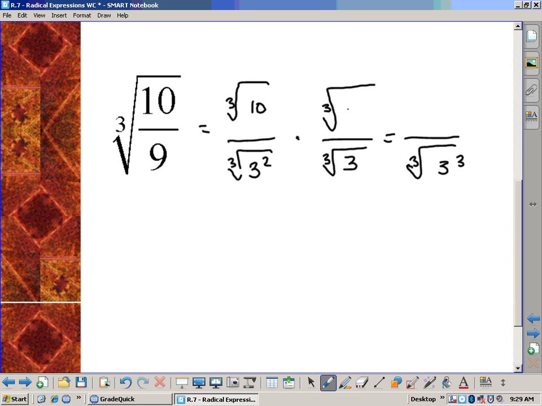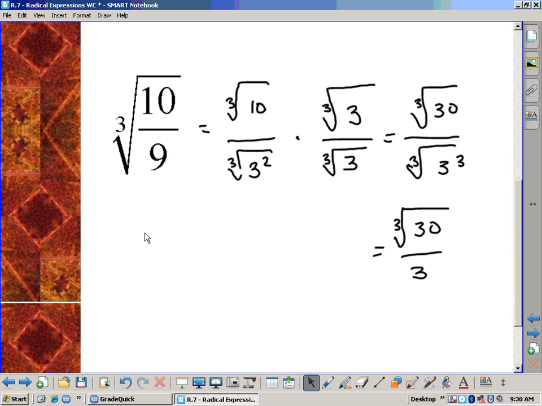What am I missing? What's going to work? So the bottom becomes cube root of 3 cubed. The top, 3 times 10, is the cube root of 30. So then my final answer, the top doesn't simplify any further, so that's going to be cube root of 30. And the denominator is just going to become 3.